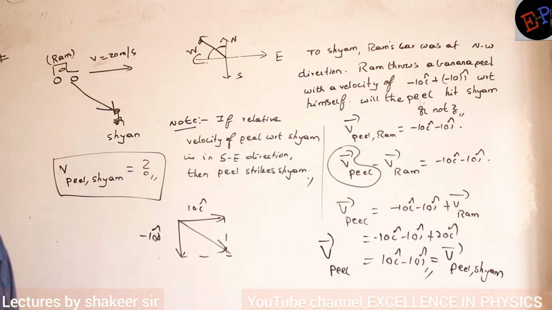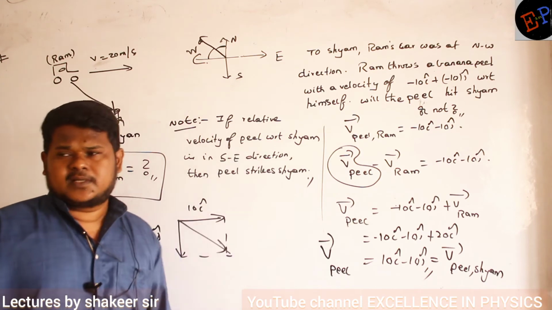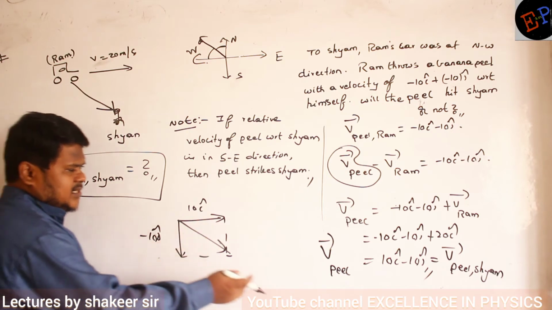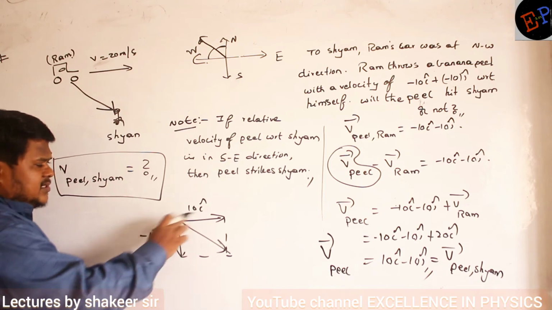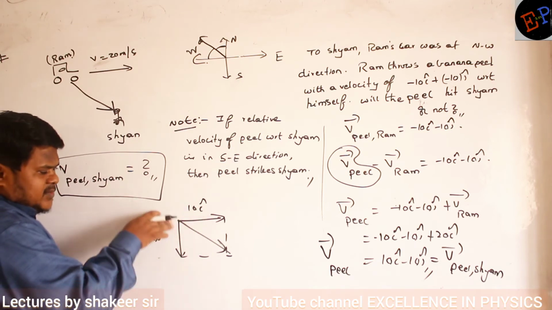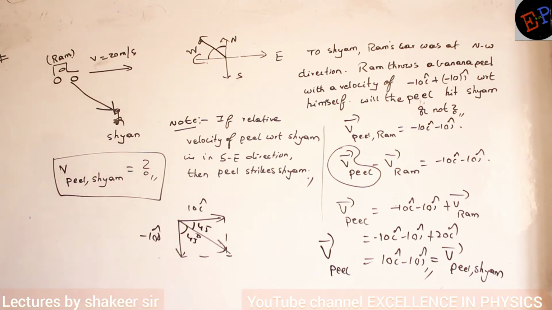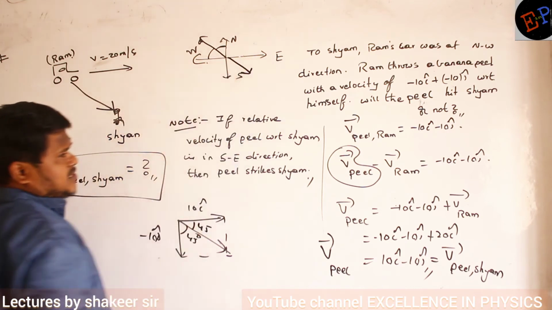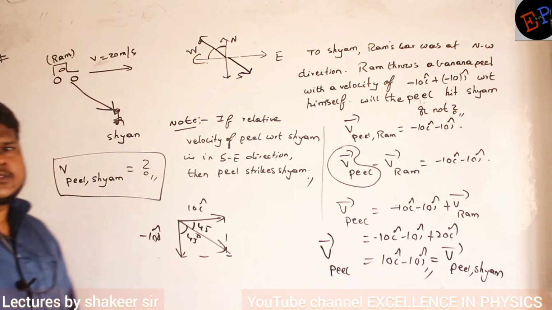Clear? So velocity of peel is nothing but velocity of the peel with respect to Shyam also, because Shyam is in rest position. Now if I calculate that velocity, I got 10 i cap minus 10 j cap. If you take, both the magnitudes are equal. So it means the resultant will make exactly 45 degrees. So 45 degrees means which direction? Southeast direction. And to the car, Shyam is standing in which direction? Southeast direction. So definitely peel comes and hits Shyam.